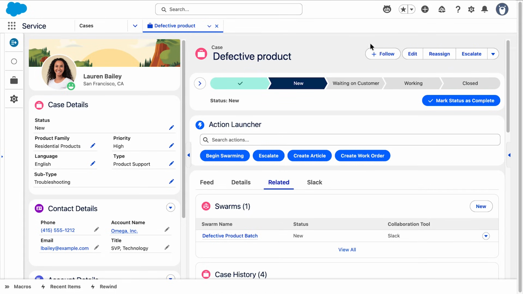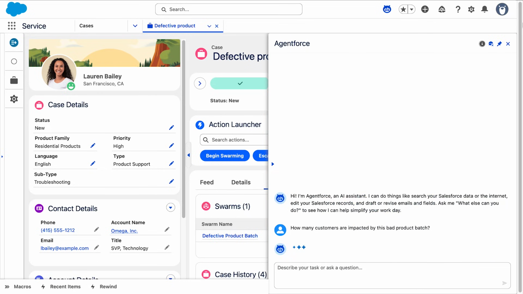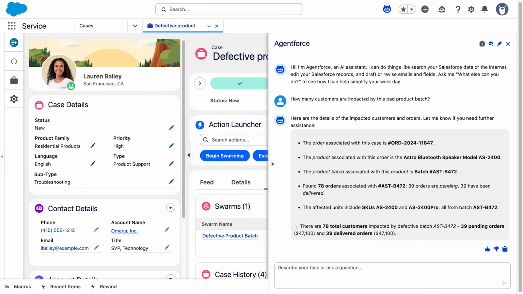Now, the challenge with asking an agent a question like this is the models behind these agents know almost nothing about our customers or business. But notice that AgentForce is able to use its contextual understanding of my enterprise data to navigate from this case to the order to the batch to the answer to my question.